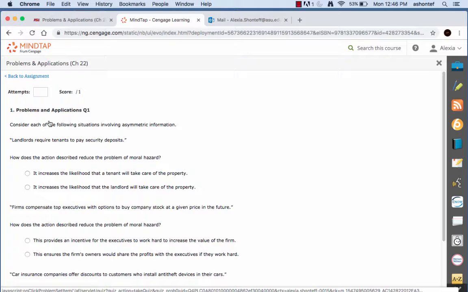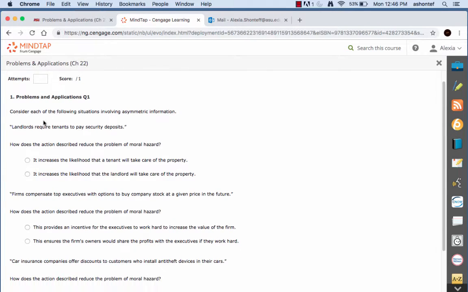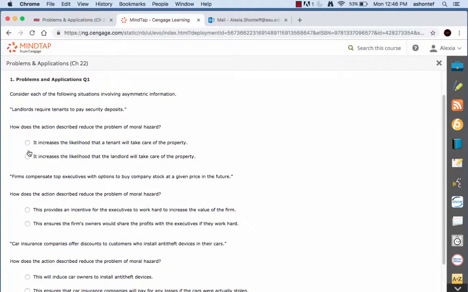I'll help you with a couple of them here. Like the homework questions in chapter 1, you need to read the questions, look at what you need to answer, and then go back and reread. So we'll read the first one. It says, consider each of the following situations involving asymmetric information. This set of questions is about where one person has more information than another. Okay, it says, landlords require tenants to pay security deposits.